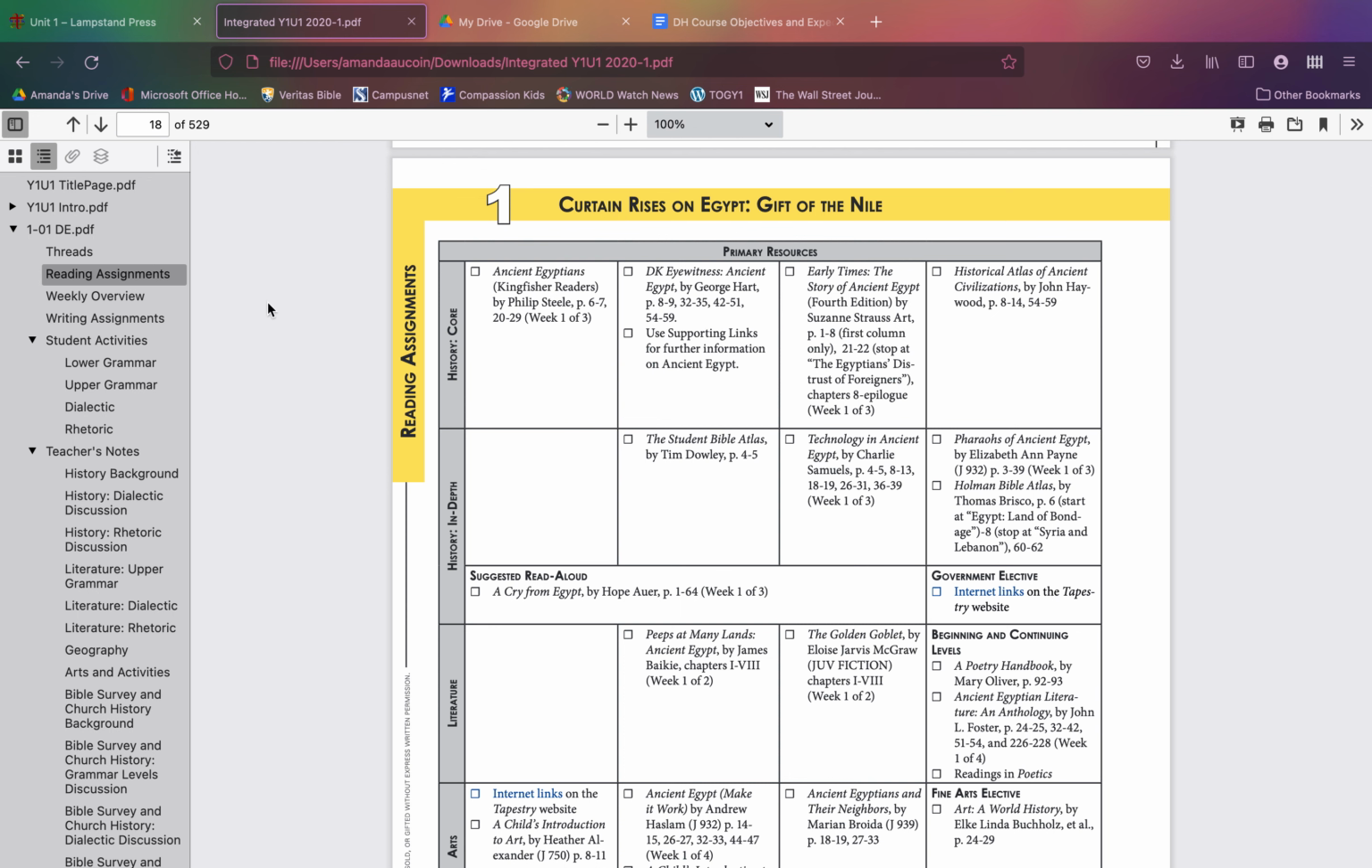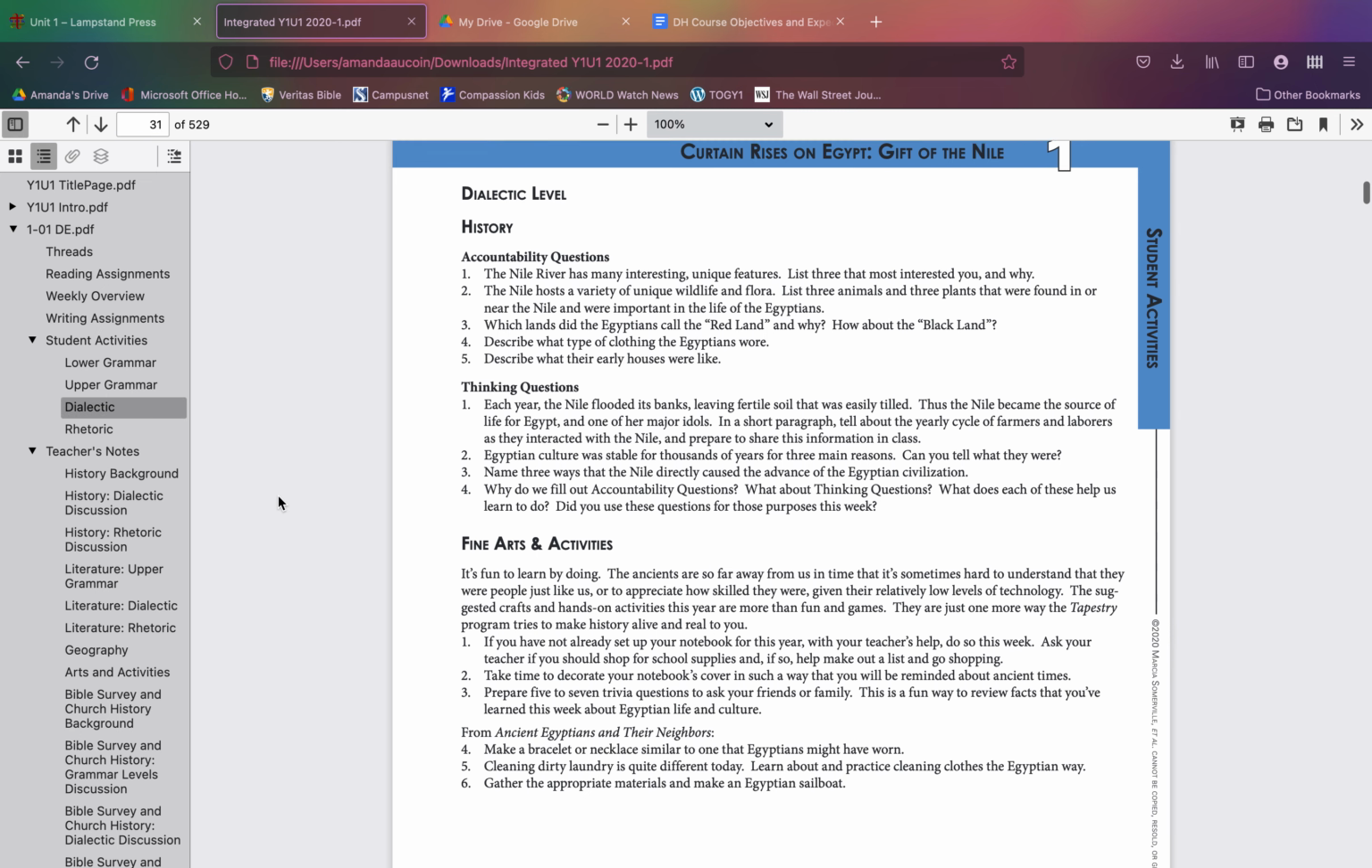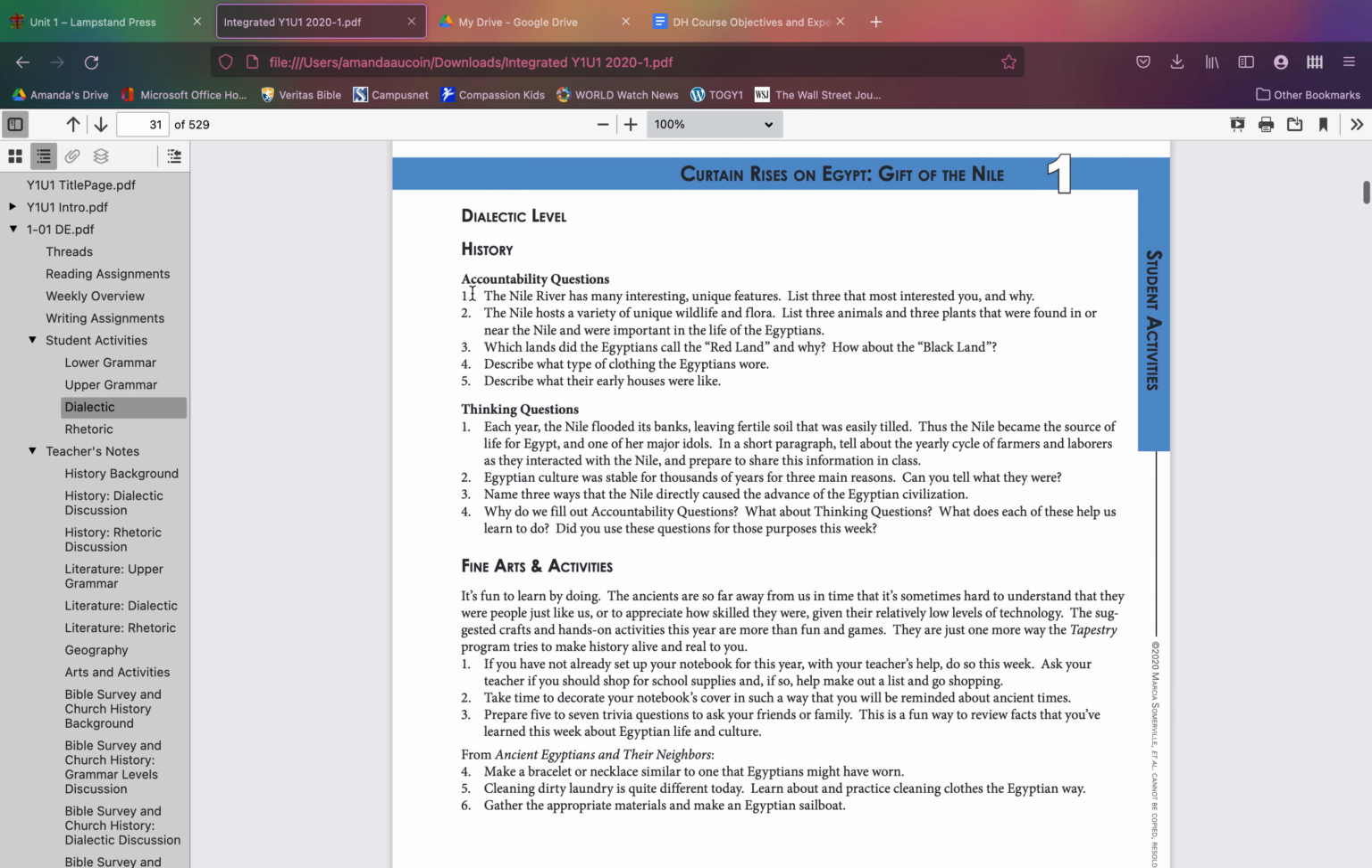Okay, and then something that we talk about a lot in dialectic history and in rhetoric is the AQ-TQ. You're familiar with that. Accountability questions, thinking questions, AQ-TQ. So the place you're going to go for that, student activities, you're going to go to dialectic. And then here you have the accountability questions and the thinking questions. And your student, unless they're an 8th grader, it's pretty rare that they would be doing all those questions every week. This has 5 and then 4, so 9 questions total.